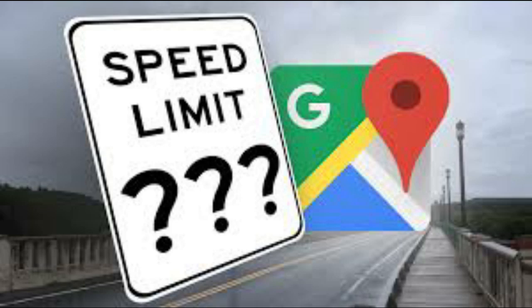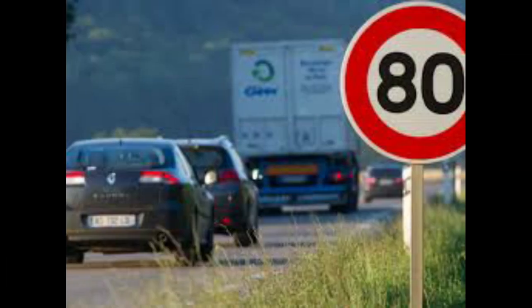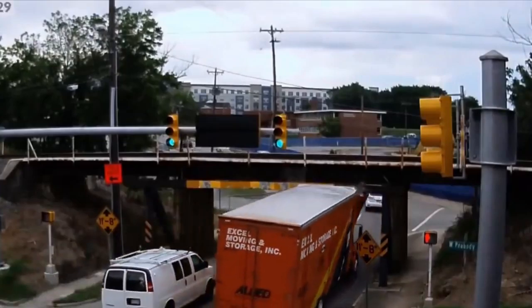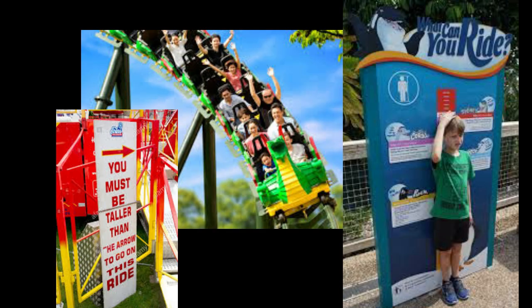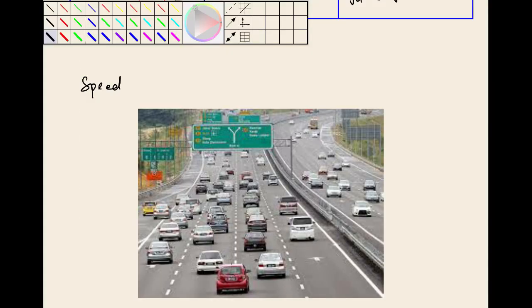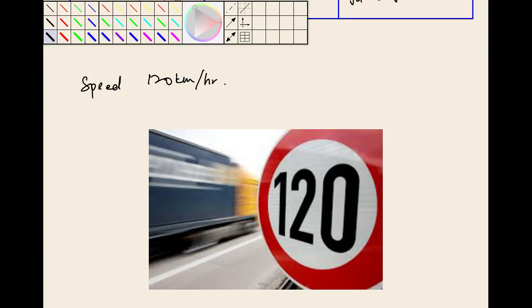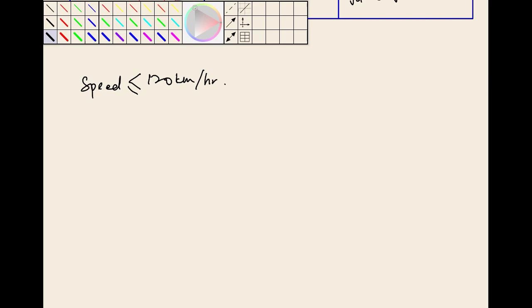For example, speed limit. If you drive a car on the road, there is a limit. Anything that has a limit refers to inequality. For example, the speed of your car, okay? So the speed of the car on a highway is supposed to be 120 km per hour. That means you have to have the speed less than or equal to 120 km per hour. So this is an example of inequality.